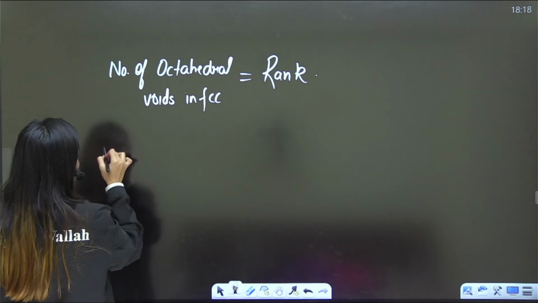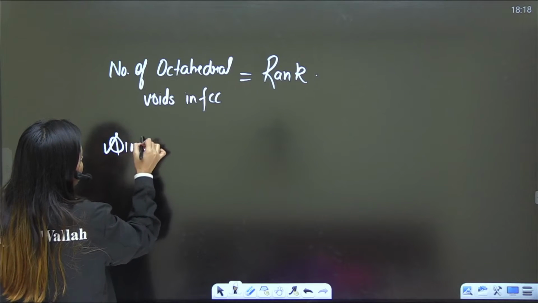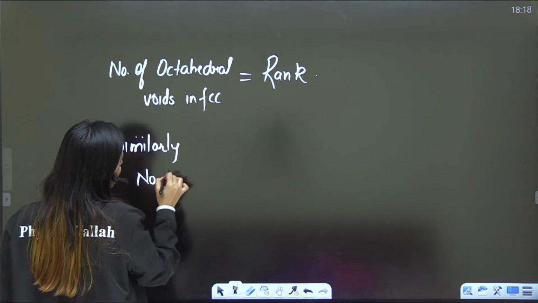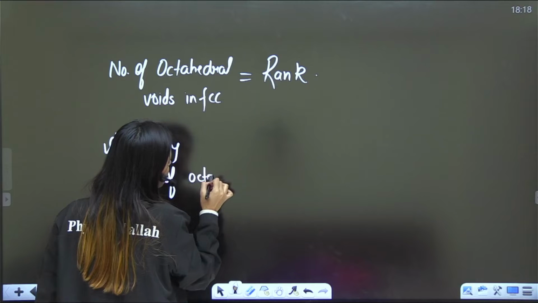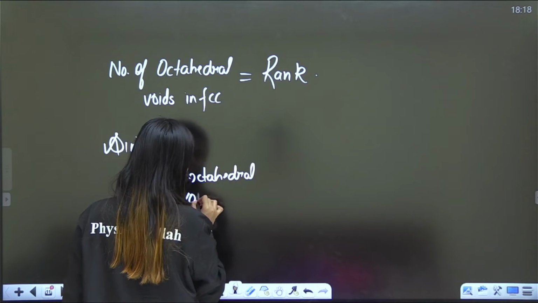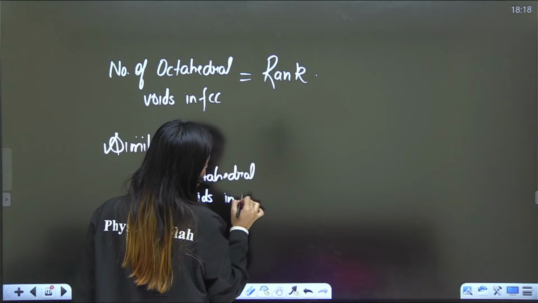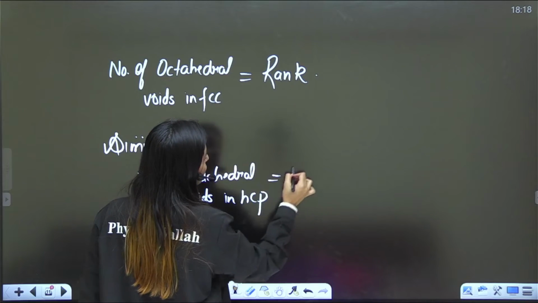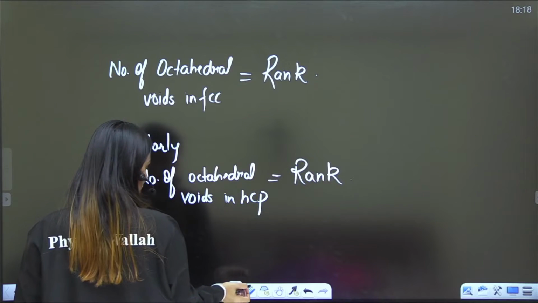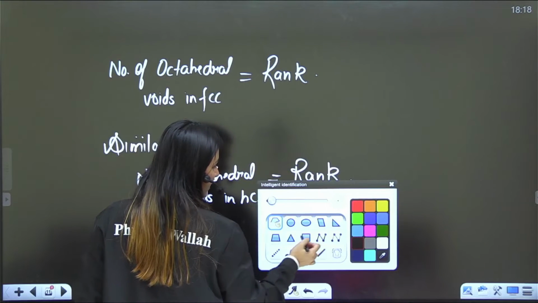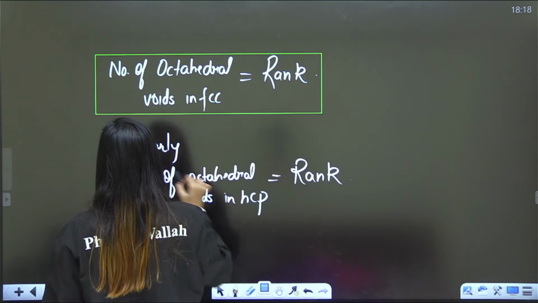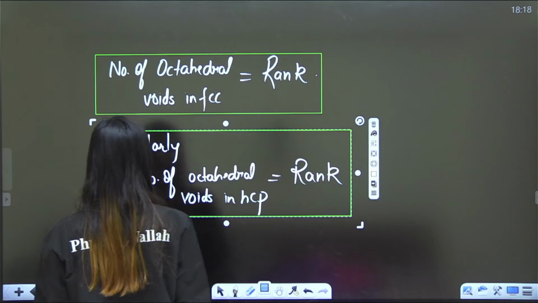Similarly, my dear students, you can find another formula as well: the number of octahedral voids in HCP is also equal to the rank. I'll make you understand this. I'll talk about the HCP as well, but for now you just need to remember these formulas. Okay, I hope you're clear with this.